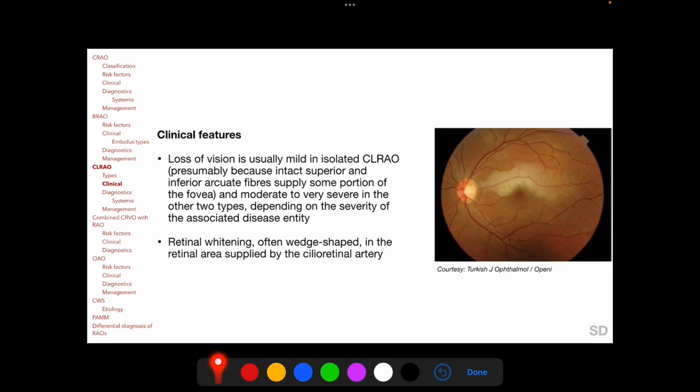Visual loss is usually mild in isolated cilioretinal artery occlusion, presumably because the intact superior and inferior arcuate fibers supply some portion of the fovea, but visual loss in the other two types of CLRAO is moderate to very severe depending on the severity of the associated disease entity, central retinal vein occlusion or acute ischemic optic neuropathy.